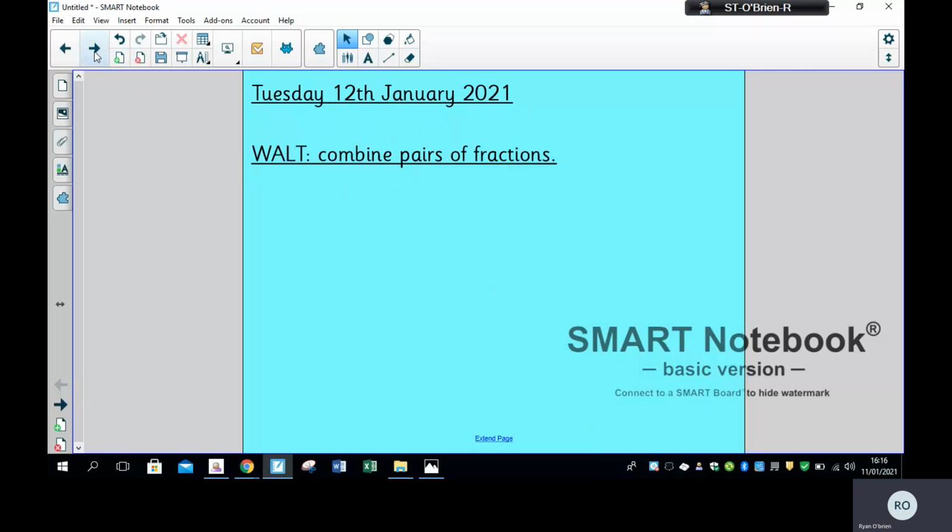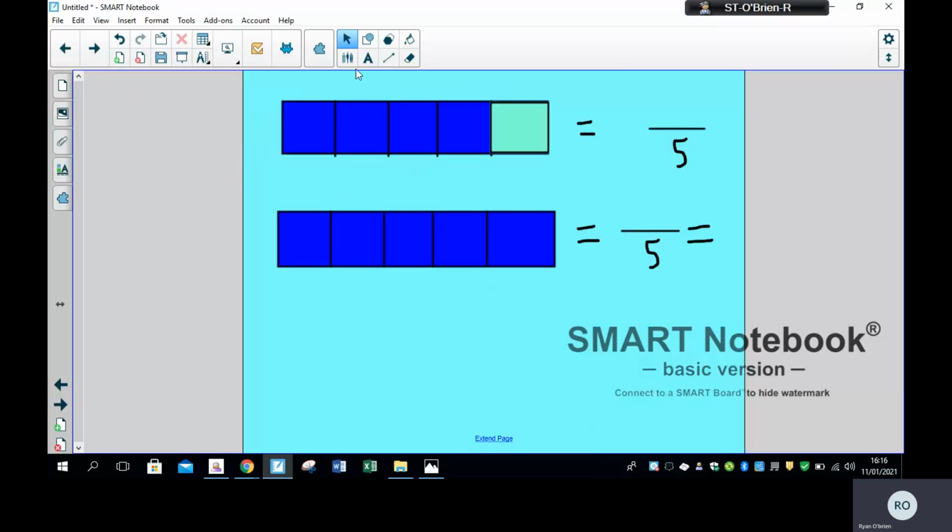Just a reminder from yesterday. If we look at this first fraction here, there's 1, 2, 3, 4, 5 parts. That's why the denominator is 5, because we're splitting it into 5s. 1, 2, 3, 4 out of 5 are shaded. It's 4/5. The second one also has 5 parts, but all 5 parts are shaded, which means the whole shape is shaded. So 5 out of 5, 5/5, but that's the same as one whole, isn't it? Because it's the whole shape.